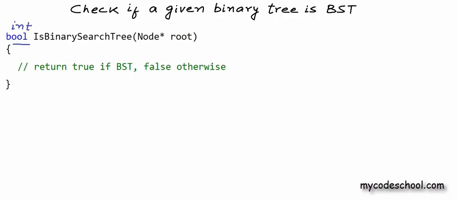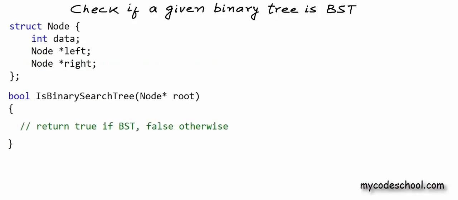I'll also write the definition of node here. For a binary tree, node would be a structure with 3 fields, 1 to store data and 2 to store addresses of left and right children. In my definition of node here, data type is integer, and we have 2 pointers to node to store addresses of left and right children. Okay, coming back to the problem.